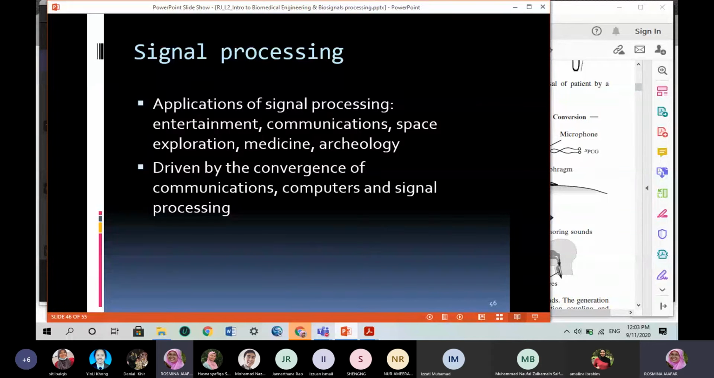Application of signal processing, other than biosignal analysis, there are many. All areas involve signal processing, such as even in the entertainment, you want to produce music that is very clear, free from noise. So you need to remove noise from the signal. You have to filter.